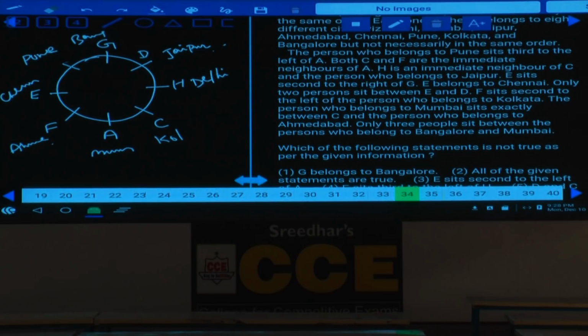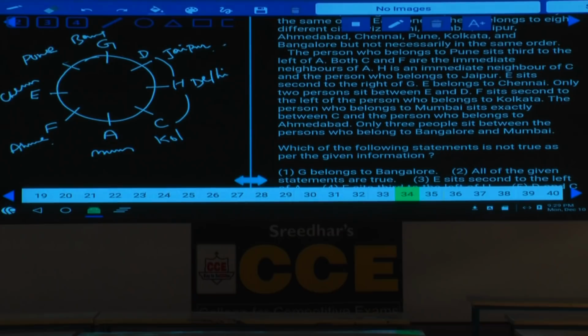H is an immediate neighbor of C and the person from Jaipur. And here he is talking about 3 persons. Who are those 3? H is 1 person, C is 1 person and Jaipur is 1 person. H is in between C and the person from Jaipur, that is the meaning. Isn't it? H is in between C and the person from Jaipur. Here he is talking about 2 different persons. H is in the middle of C and the person from Jaipur. Clear now?